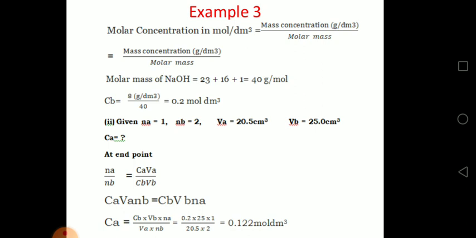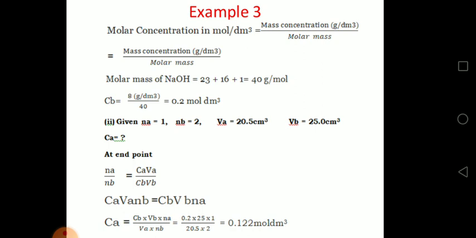Now, recall that at endpoint, Na over Nb is equivalent to Ca Va divided by Cb Vb. That is, at endpoint, the ratio of the number of mole is a given constant, which is given as Ca Va over Cb Vb. So because we are looking for Ca, we can cross multiply. If we cross multiply, we have Ca Va Nb, which is equivalent to Cb Vb Na. So eventually I can divide both sides by Va all over Nb, and that gives me the Ca.